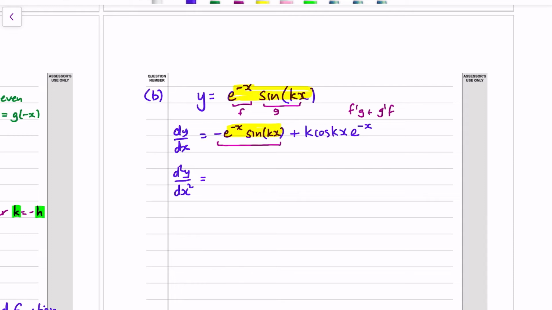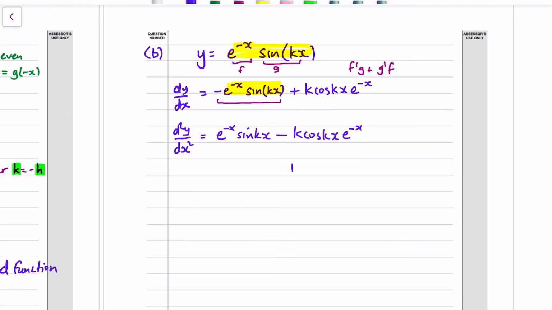So the first part differentiated, it's going to go back to e to the minus x sine kx minus k cos kx e to the minus x. That's the first term differentiated.